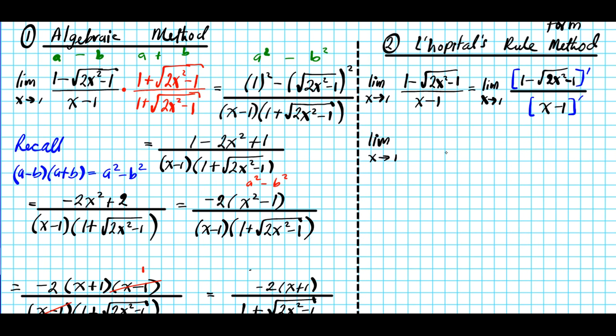Okay, so we're going to go ahead and differentiate the numerator and denominator separately. Since we have a difference, we're going to carry out term-by-term differentiation. So when we differentiate 1, the derivative of 1 is 0 because it is a constant. Now, if you take a look at this function, this is a composite function. It's a composition of a radical function and a quadratic function. So we're going to be using the chain rule here.